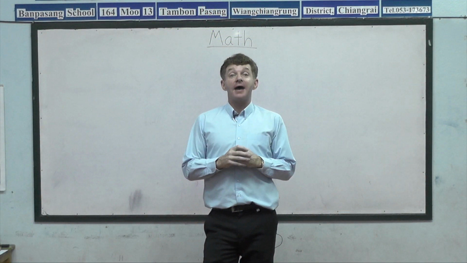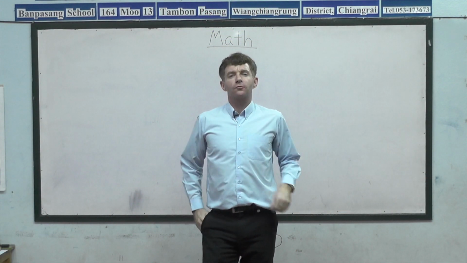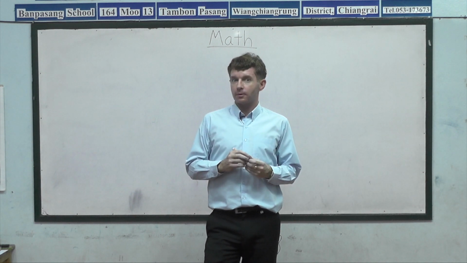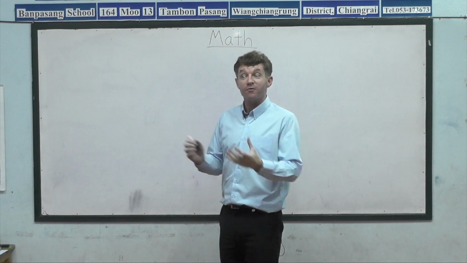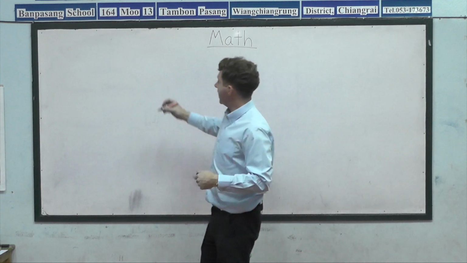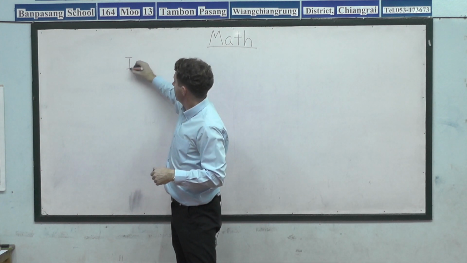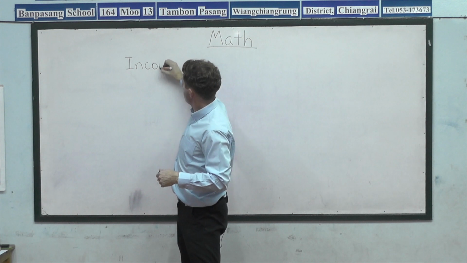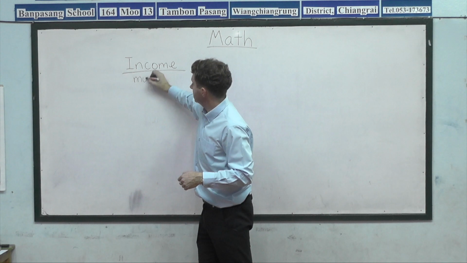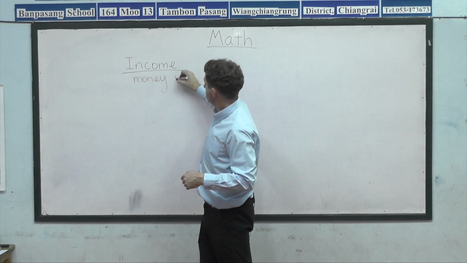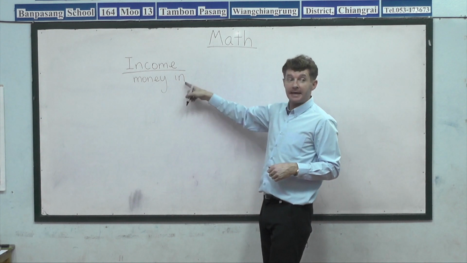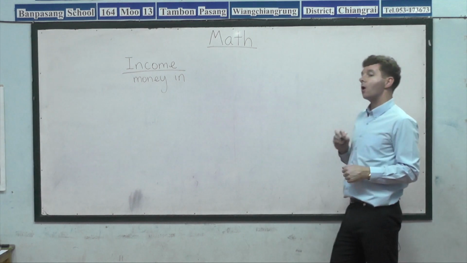And now it's time for our flashcards activity. So before we can have our flashcard activity, we need our 2 columns on the board. Who can remember the word for money we receive? Income. Income. Excellent, guys. Excellent. Income is money in. Money in. Income, money in. And what about our other word?